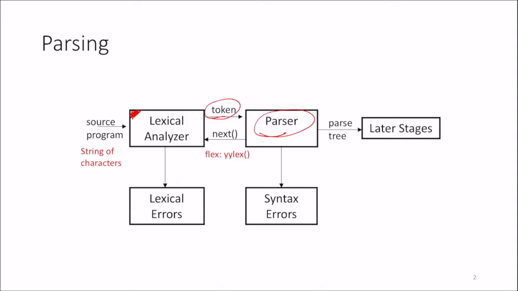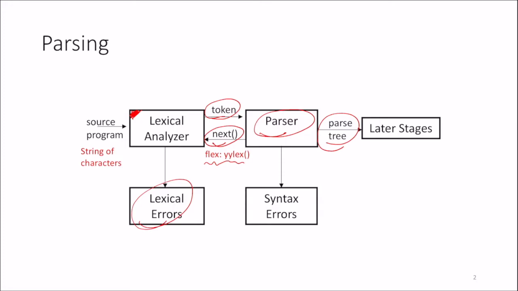The way that a parser interacts with the lexical analyzer is that it asks for the next token. The lexical analyzer gives the parser that token, and then the parser asks for the next token, and so on. And if it's a valid program, it produces a parse tree, which is then passed on to the later stages of the compiler, the backend. In Flex, the function that the parser uses to ask for the next token is called yylex. And every time it calls yylex, it'll get the next token in the stream.